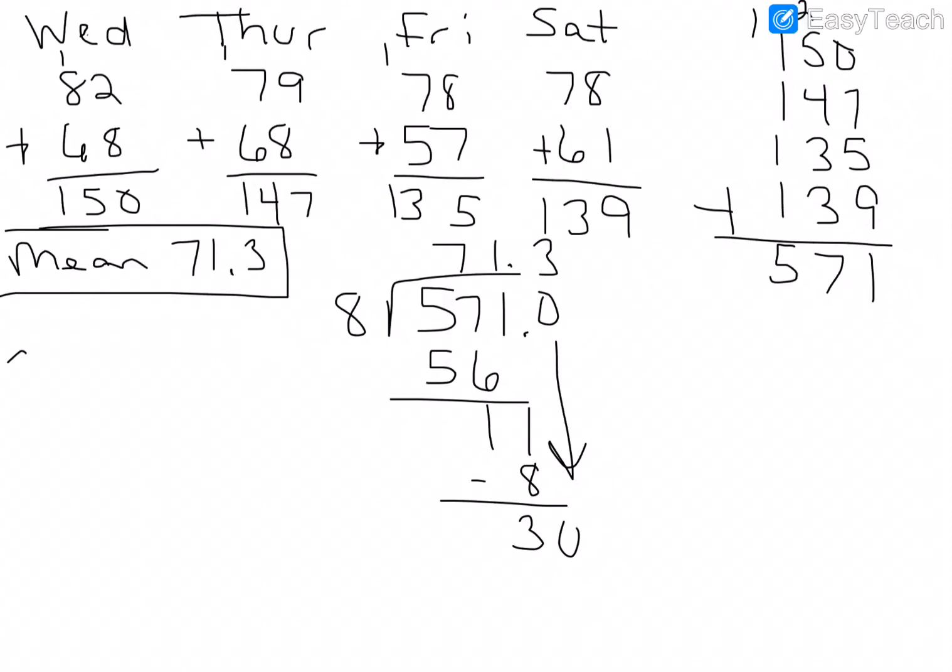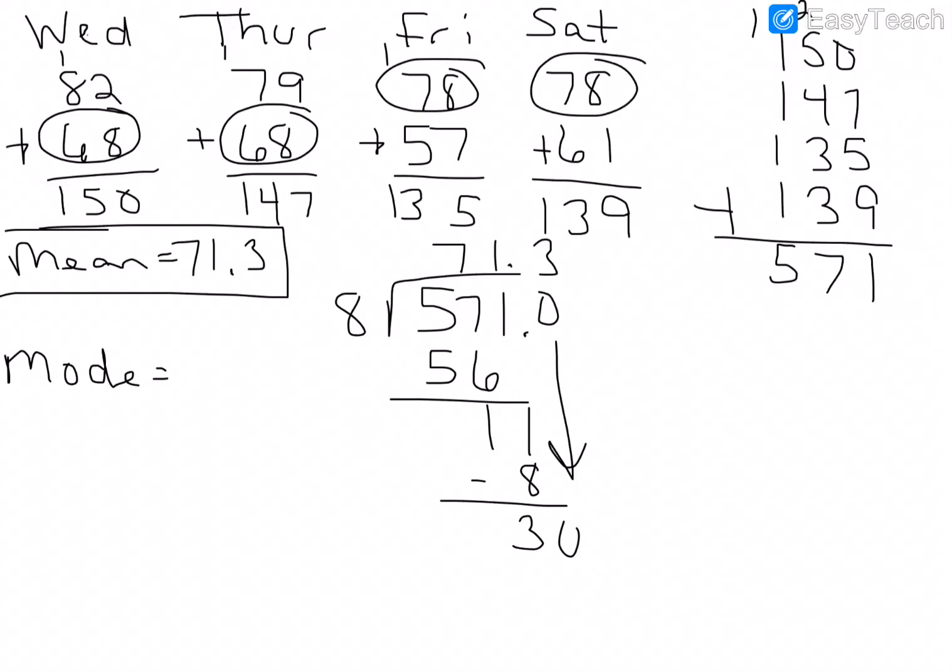What is my mode? My mode is, again, what number occurs the most often? I have 68 and 68, and I also have 78 and 78. So this data set actually has 2 modes. It's going to be 68 and 78.